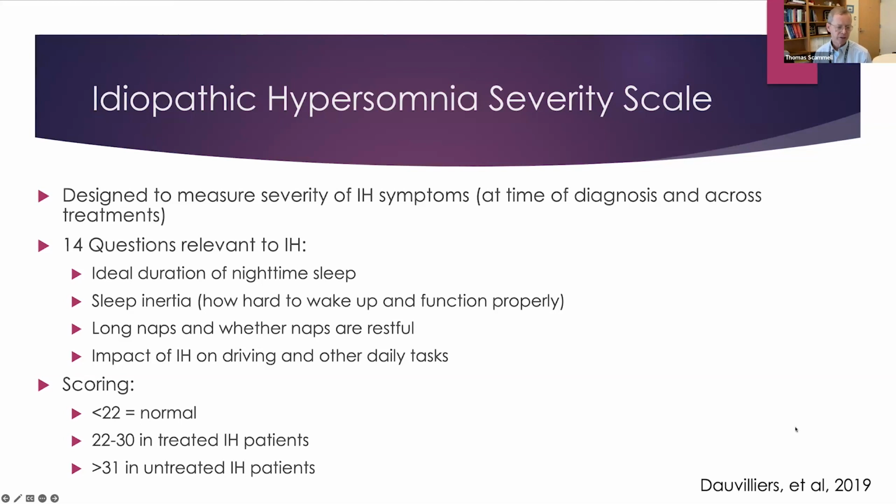And on this scale, scores less than 22 are normal. 22 to 30 is kind of typical values for IH patients who are on some sort of treatment. And many untreated IH patients have scores above 31.